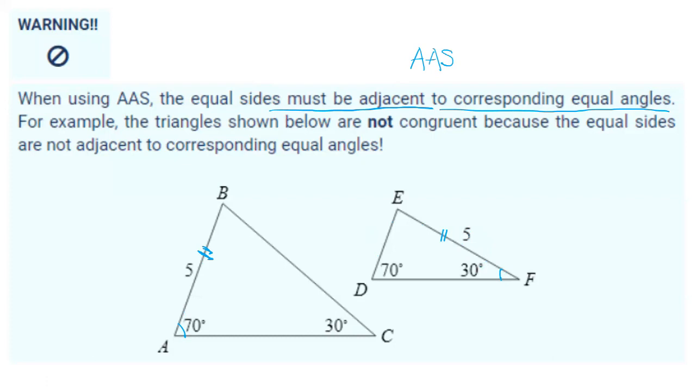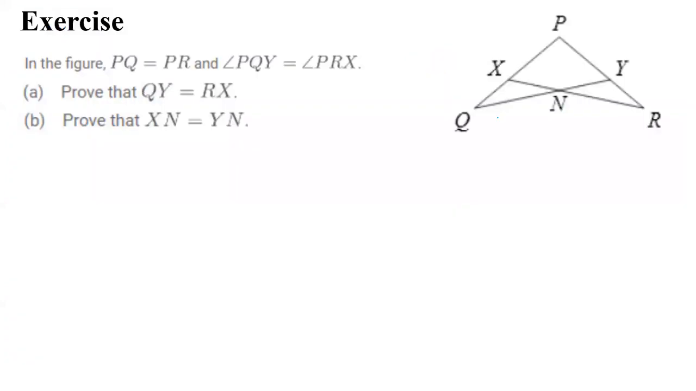Okay, then let's have a look at an exercise. So we're given a figure as shown on the right. PQ equals PR. PQ is here, equals PR. And angle PQY equals angle PRX. So this is the given information. Question A: prove that QY equals RX. So we want to prove this side equals this side. And next, prove XN equals YN.